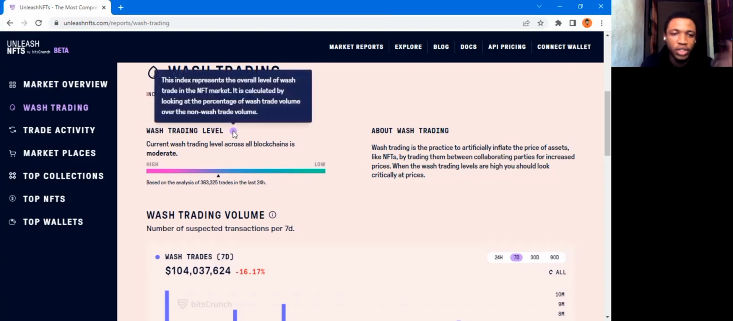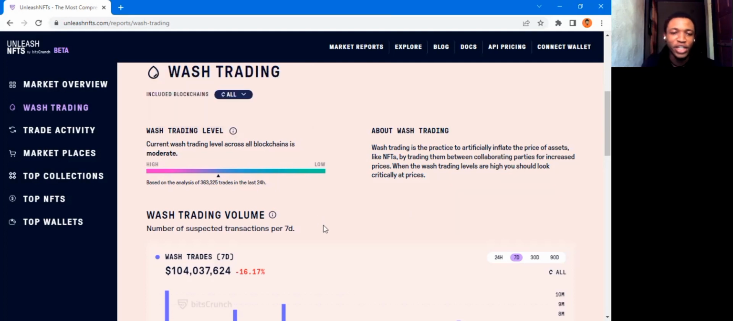Okay, so this index represents the overall level of watch trade in the NFT markets. It is calculated by looking at the percentage of watch trade volume over the non-watch trade volume. So basically, that's just it. Based on the analysis of 363,325 trades in the last 24 hours, the current watch trading level across all blockchains is moderate.